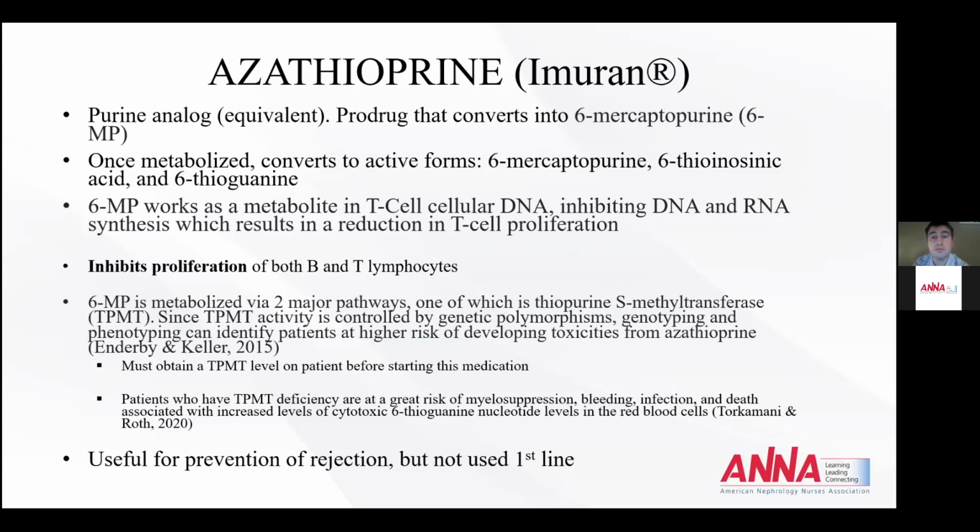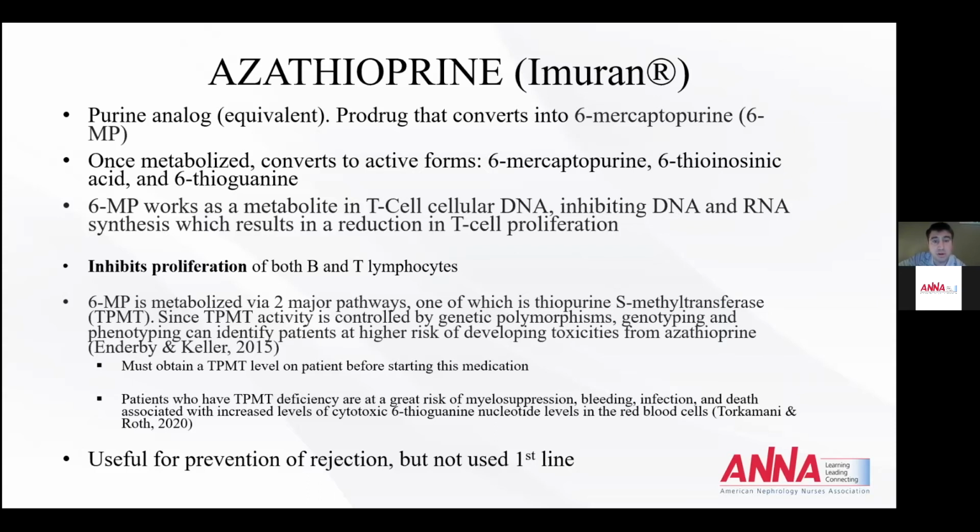And that's all important because these purines are used in DNA and RNA replication and synthesis. So 6-MP works as a little metabolite, whichever of the 3, in the T cell, and it stops the cellular DNA process. So it blocks and inhibits DNA and RNA synthesis, which then in turn, when you stop that, results in a reduction of T cell replication or proliferation. So it blocks more T cells from developing.